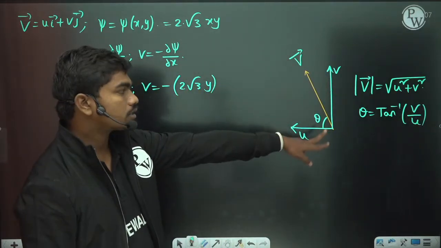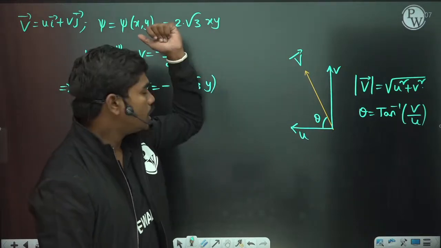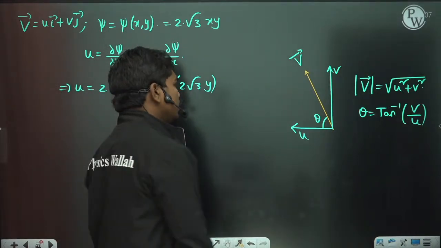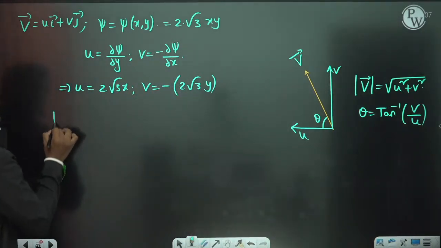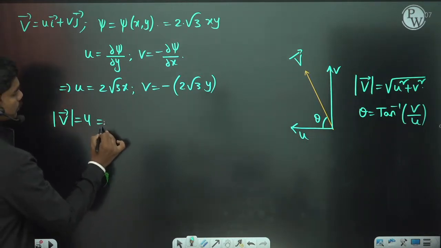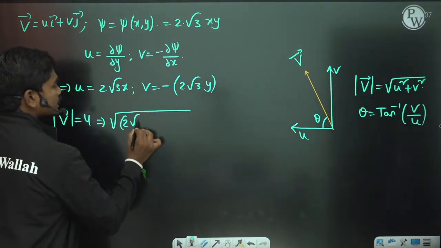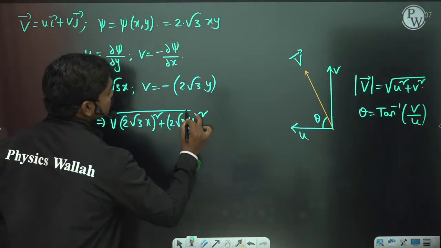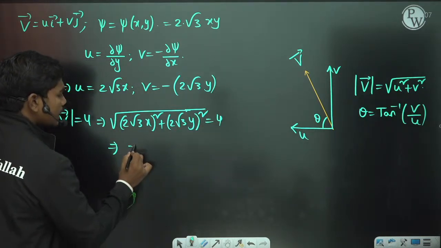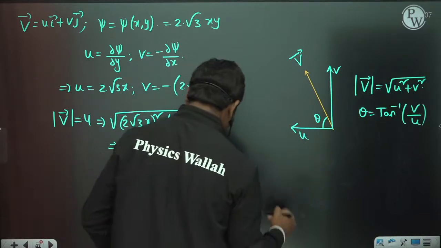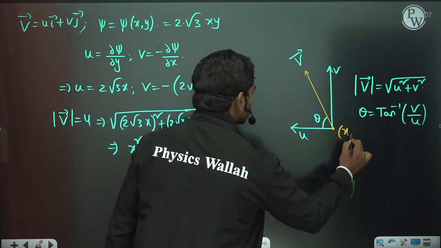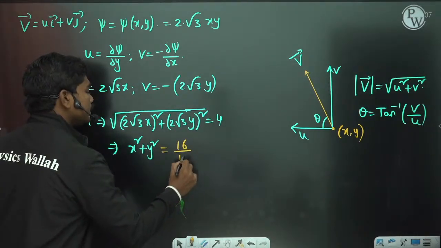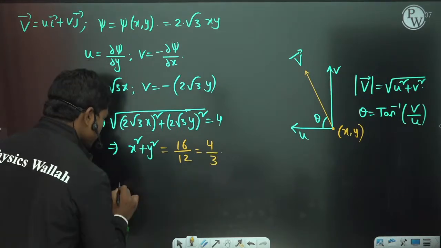But just to calculate these values u comma v, you need to calculate this stream function. Using the stream function, you need to calculate this. So if you simplify these expressions, then you know the magnitude of v is equal to 4 units. So this implies root of (2 root 3 x) whole square plus (2 root 3 y) whole square is equal to 4, which means x square plus y square, at this location, if you take this point as x comma y, then x square plus y square is equal to 4 square is 16 and this value is 12. So total 4 by 3.